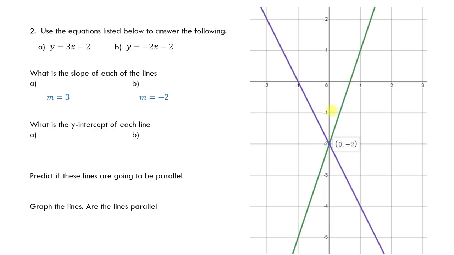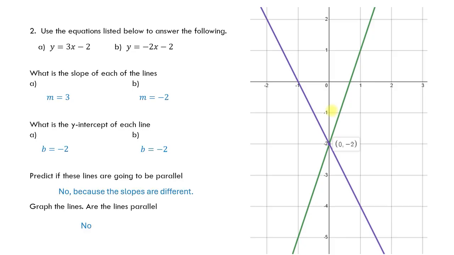Next question asks, what is the y-intercept of each line? Well, graph A has a b value of negative 2, and graph B has a b value of negative 2. So the y-intercept for both of these equations is going to be negative 2. And it asks, predict if these lines are going to be parallel? Well, they're not because the slopes are different.